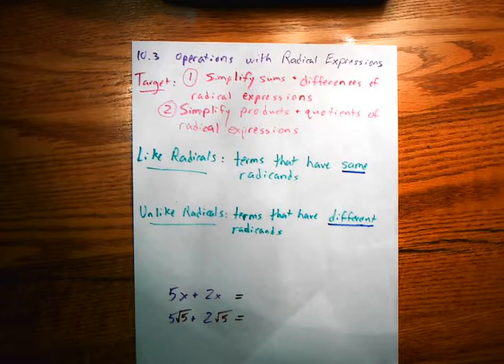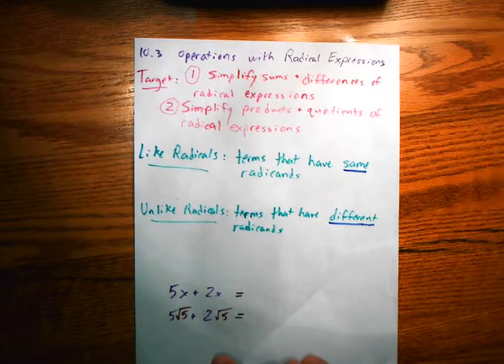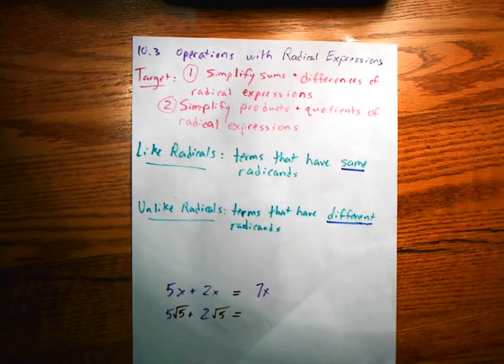So just as a little bit of review, looking at like terms and unlike terms, similar to what you've learned in AG1 and AG2, when combining like terms, you look at the variable. Like this example down here, 5x plus 2x, you can combine them because they have the same variable, and you just add the 5 and 2 together while keeping the term to get 7x.